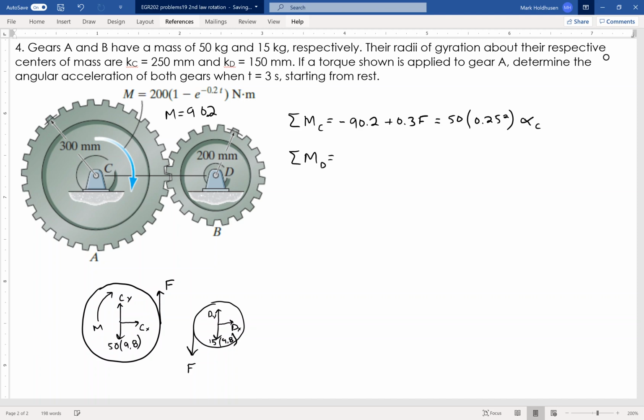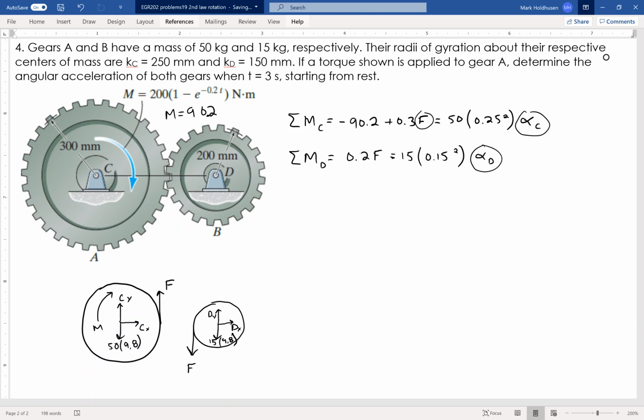Now I'm going to sum the moments about D, where the only thing I really have is that force at the edge on this one. So that's going to be 0.2 times that F, and that's going to equal the moment of inertia, which is 15 times the radius of gyration squared, times alpha D. Again, I don't know what direction alpha is going to be in, so we'll leave it like that. Now, I've got 3 unknowns at this point: the force and the 2 alphas, so I need a third equation.